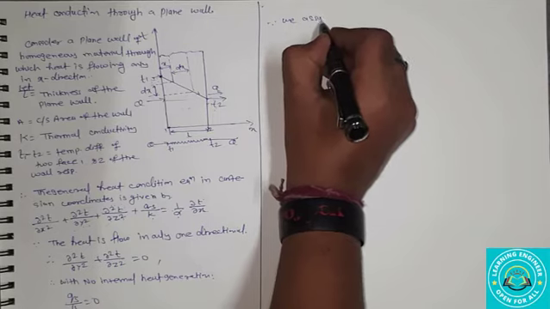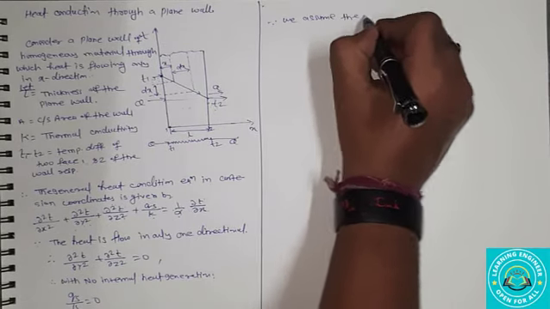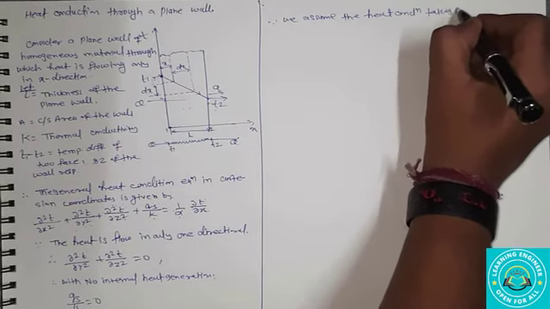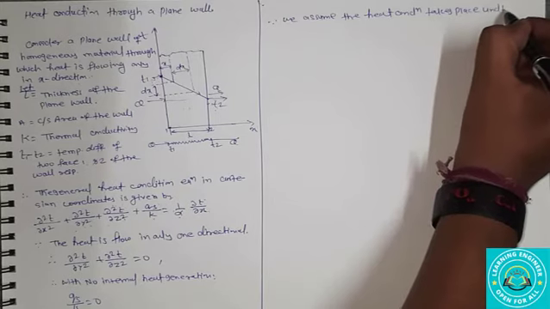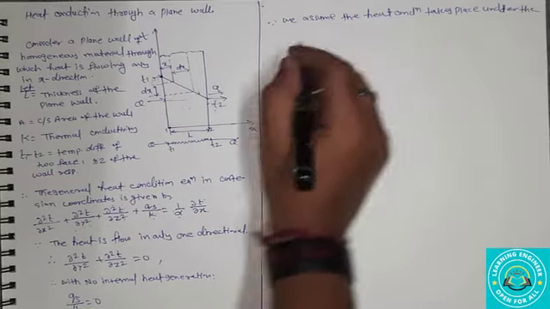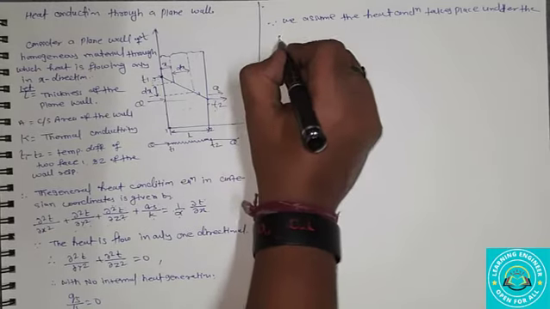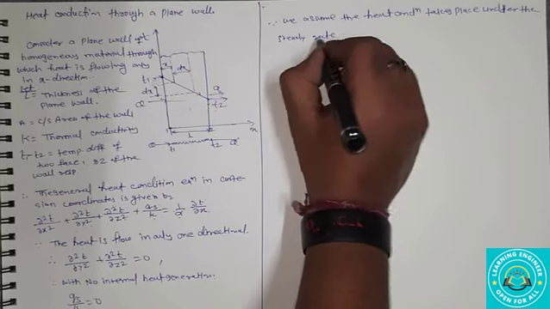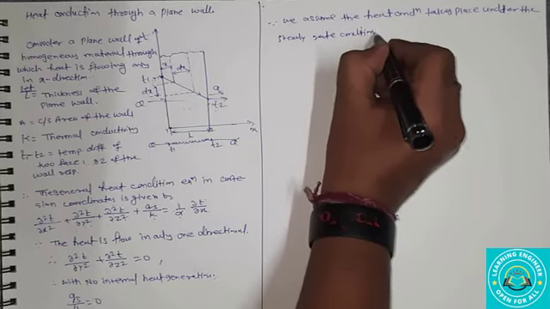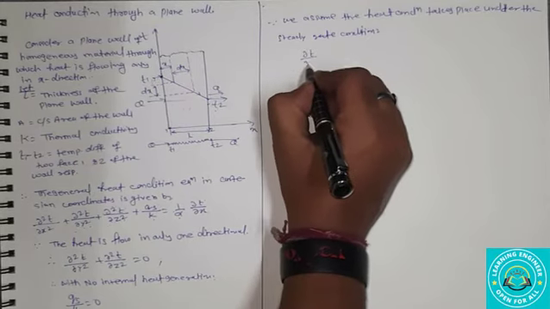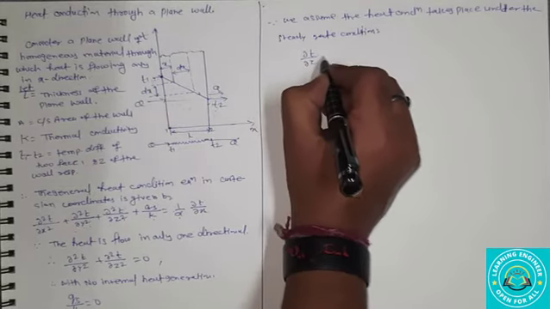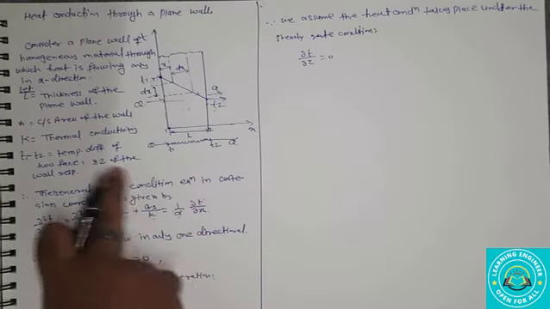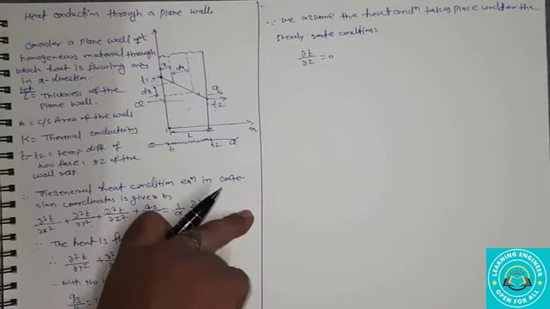We assume the heat conduction takes place under steady condition. Therefore we can say ∂T/∂τ = 0. It means the heat is flowing under the steady condition. So this is my general heat equation in Cartesian coordinates.